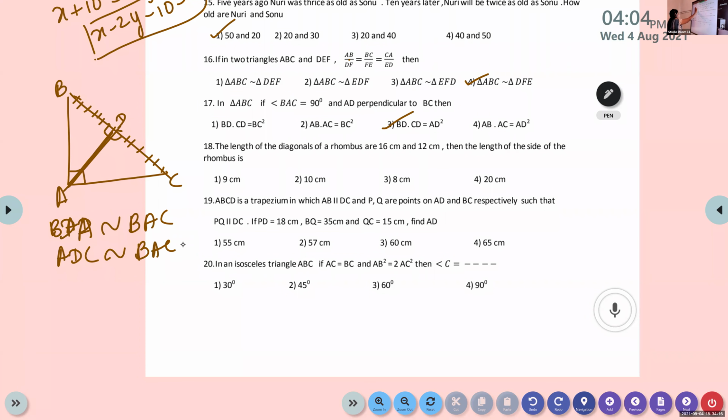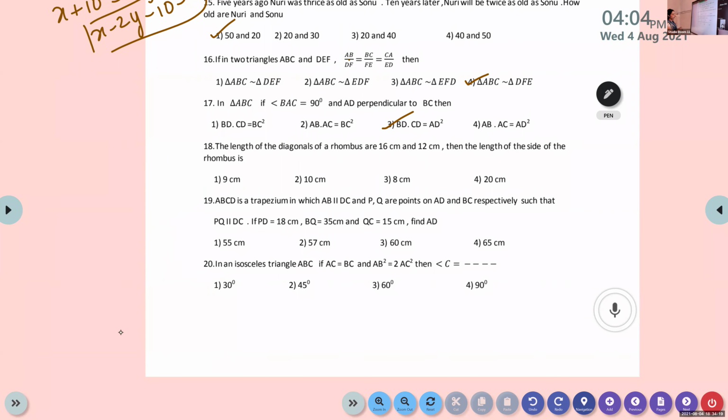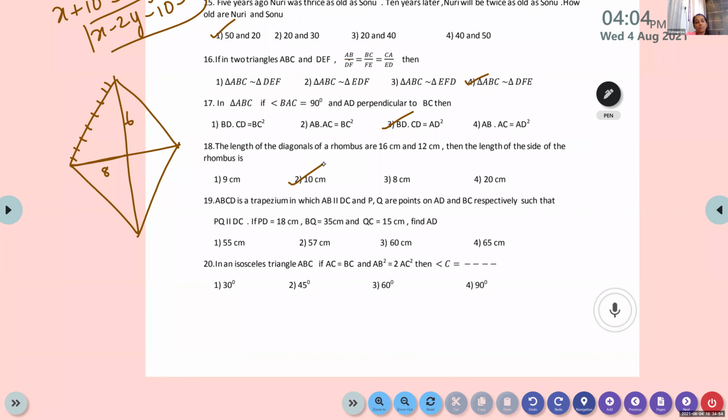What about the 18th one? The length of the diagonals of a rhombus. We know the properties of a rhombus. In a rhombus, all the four sides are equal. The length of the diagonals are 16 and 12. So if you take half of it, it will be 8 and the other side will be 6. So what will be the length of the side of the rhombus? We can use Pythagoras theorem, isn't it? By using Pythagoras theorem, it is 10 centimeter.